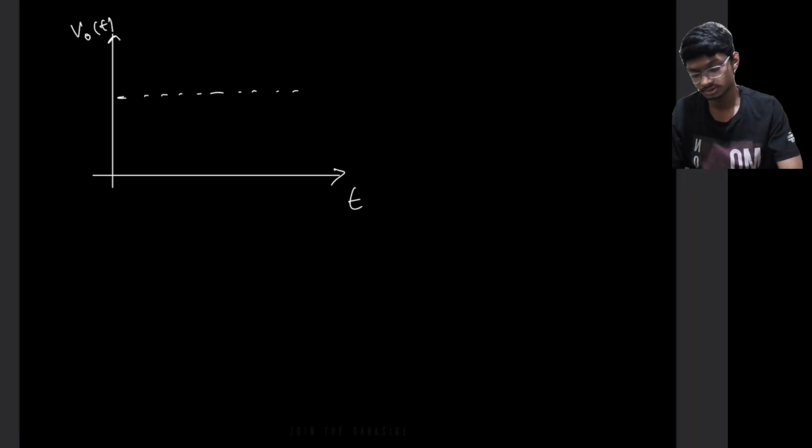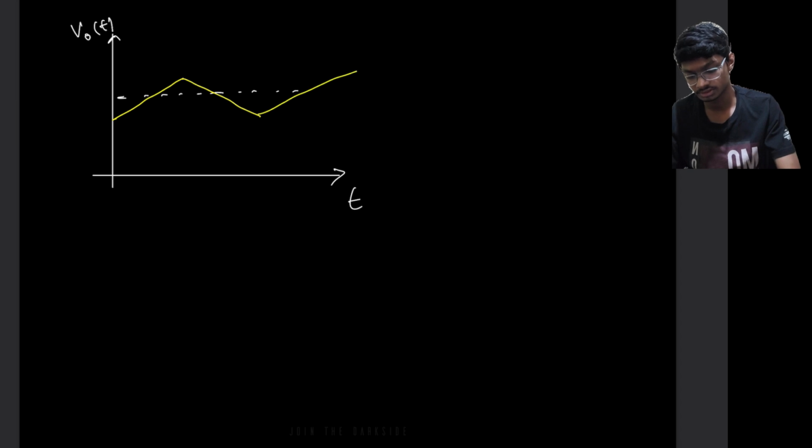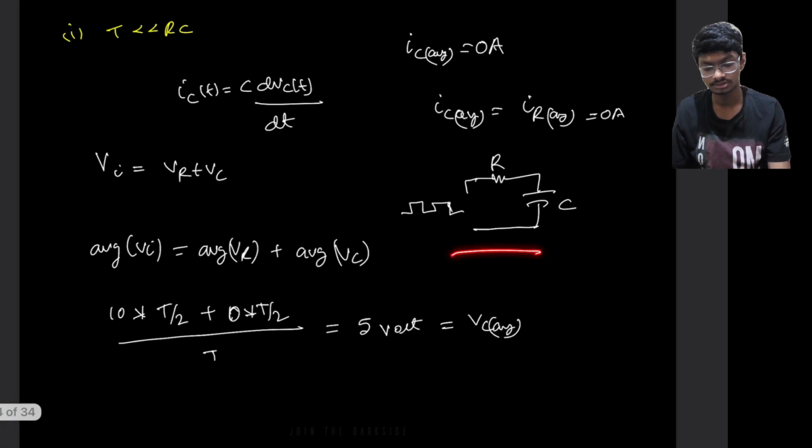Now what will happen is, this cap voltage will charge to some voltage above 5 volts, then again it will discharge below 5 volts, then again it will charge, and this will keep on happening. Now you might ask, why is this linear, why is this not exponential? Because this was an RC circuit.